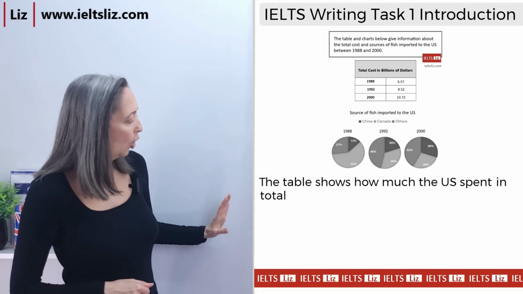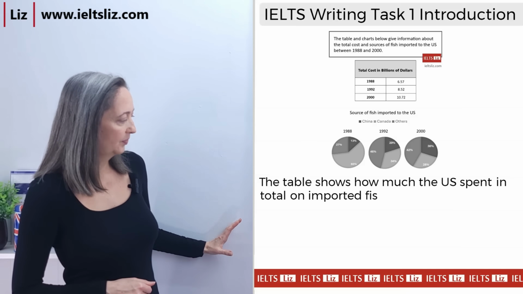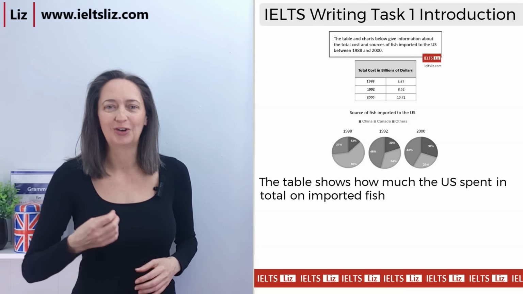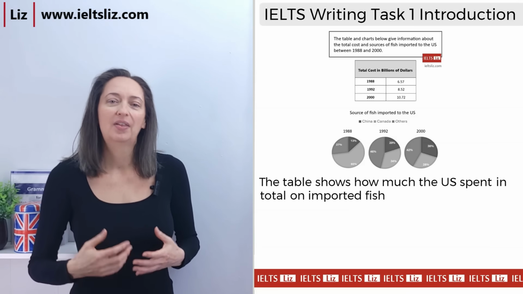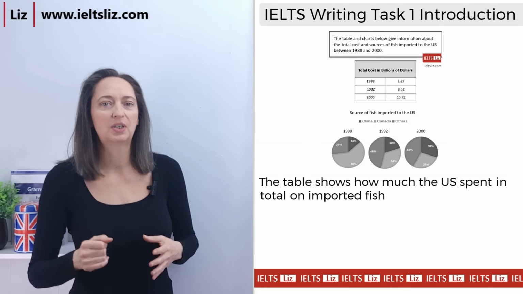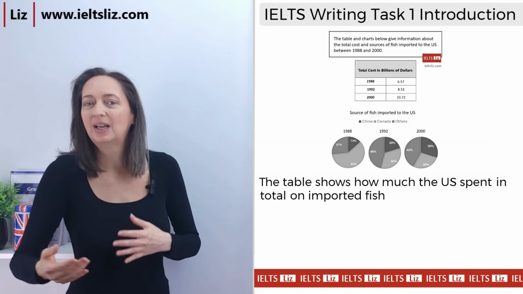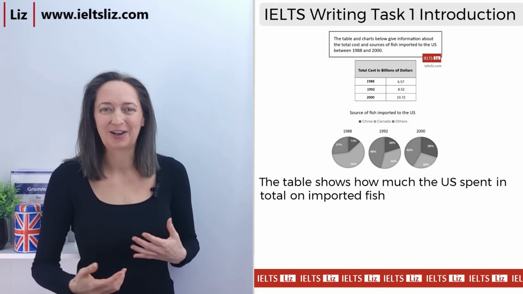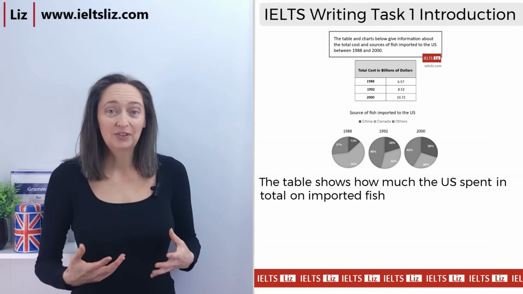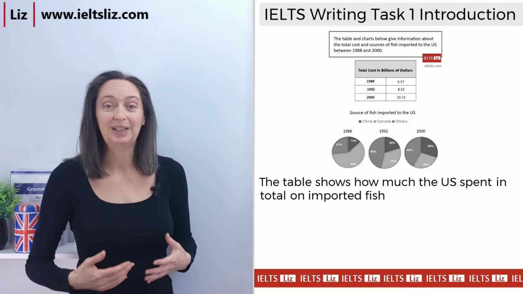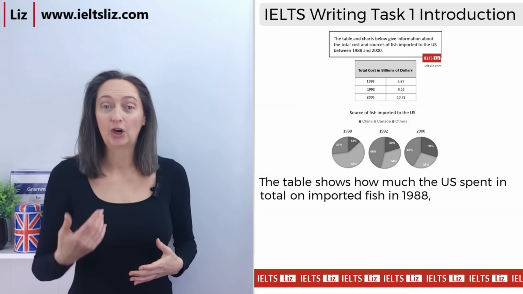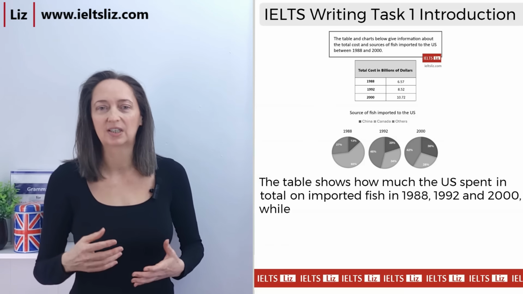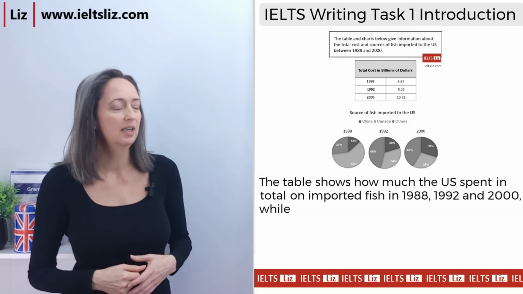Then we can say on imported fish. So don't forget, we spend money on something. So that is your preposition on. And imported fish, they said fish imported, which means fish that was imported, but we're using it as an adjective here, imported fish. So again, you're showing that flexibility with words. After that, we can just list all 3 years. Then we can put a comma, while. And this is us connecting those two sentences, one about the table and one about the pie charts.